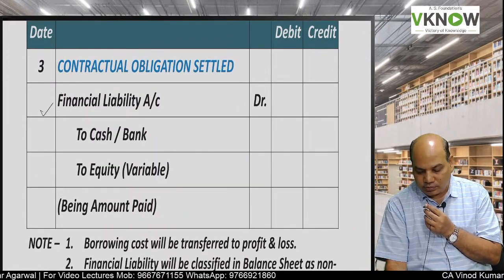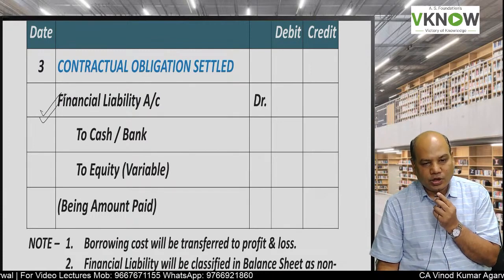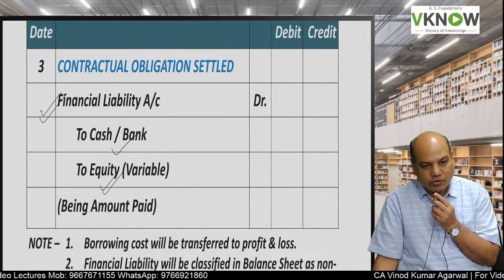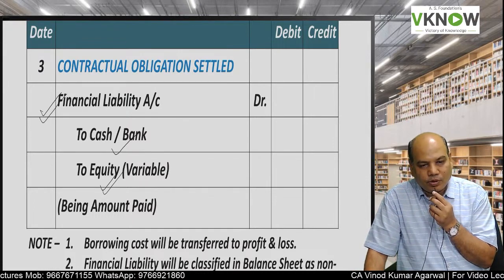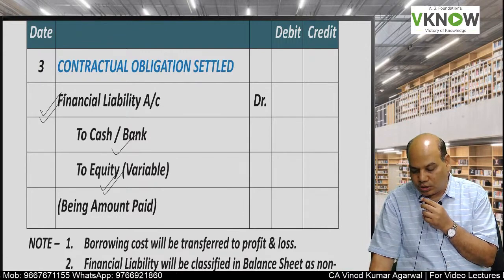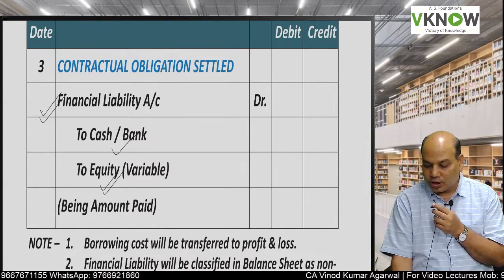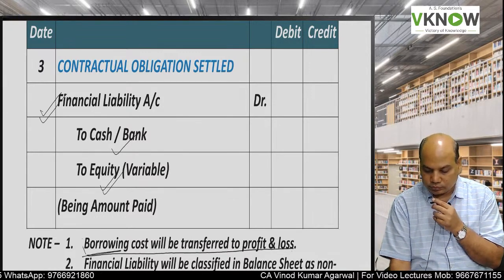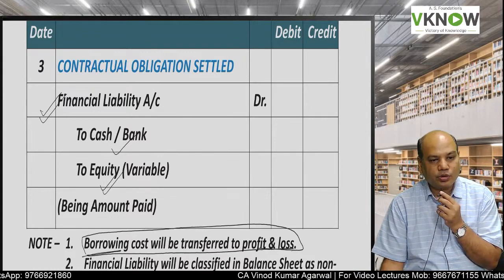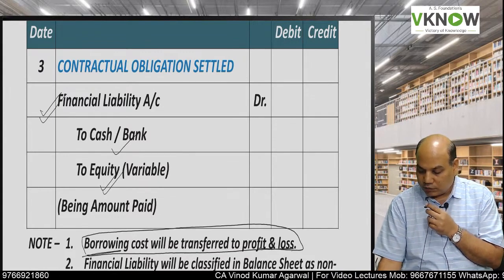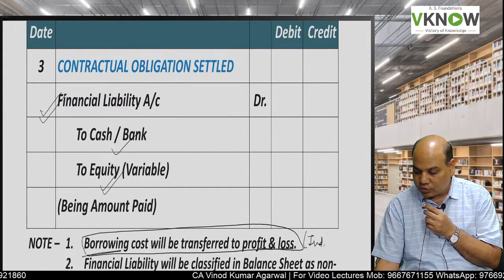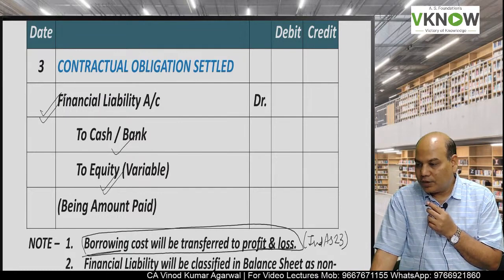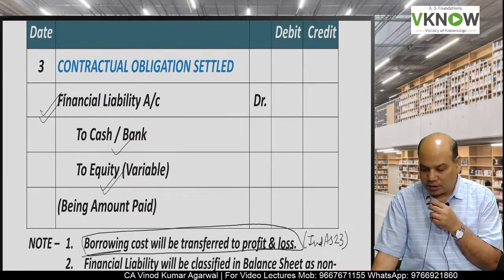Any payment made will be debited to financial liability account, credited to bank account, and if settled in the form of equity instrument, then credited to equity, being amount paid. Some care we have to take: borrowing cost will be transferred to profit and loss account. However, you have to also see Ind AS 23, borrowing cost. If they permit capitalization, then you can capitalize it.